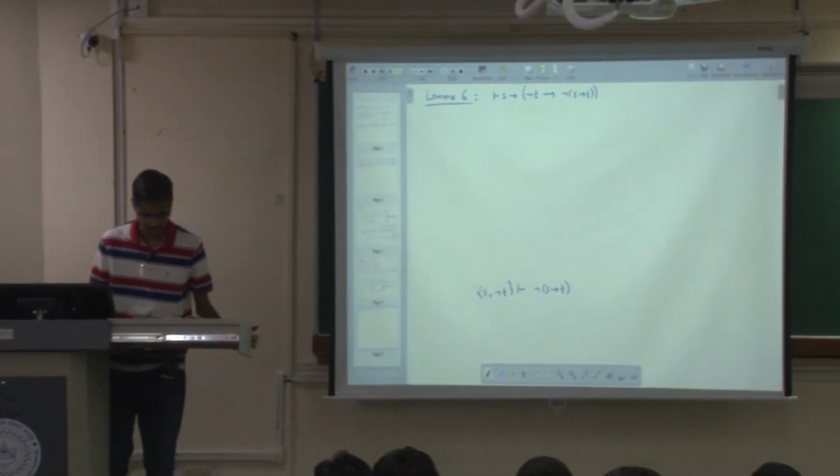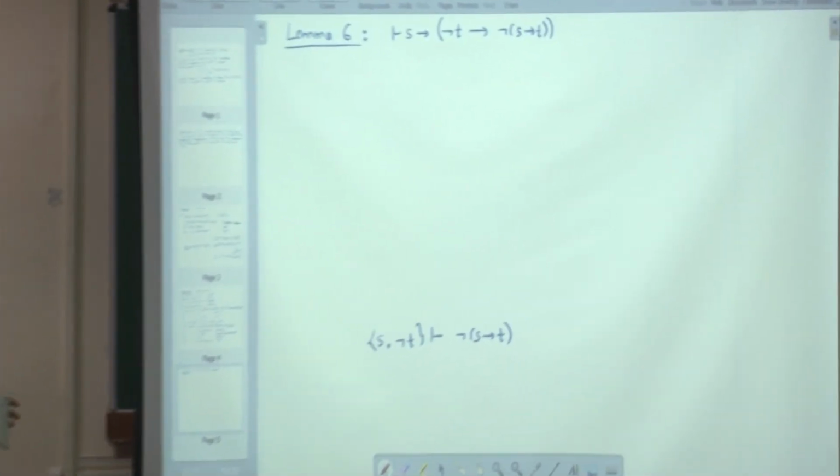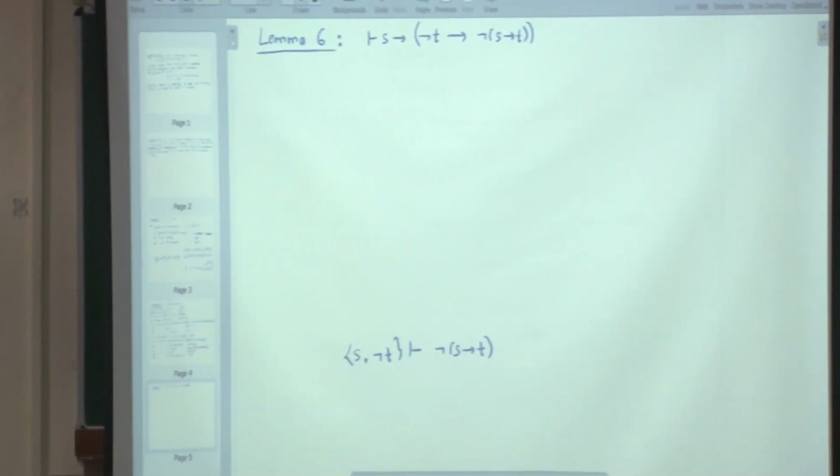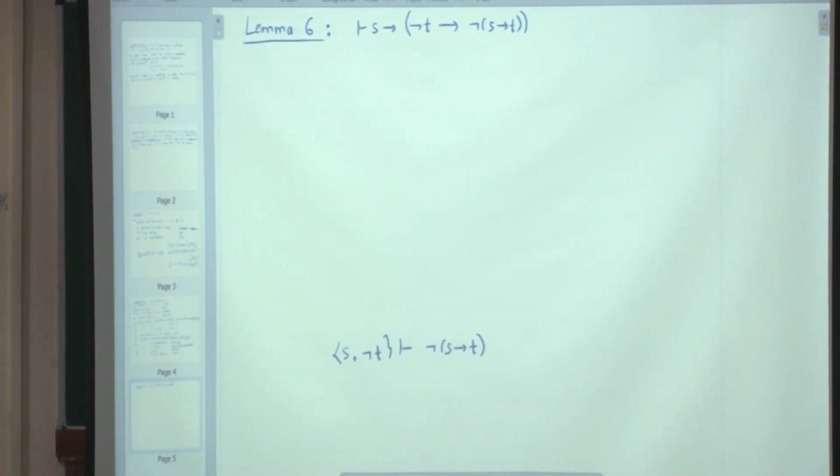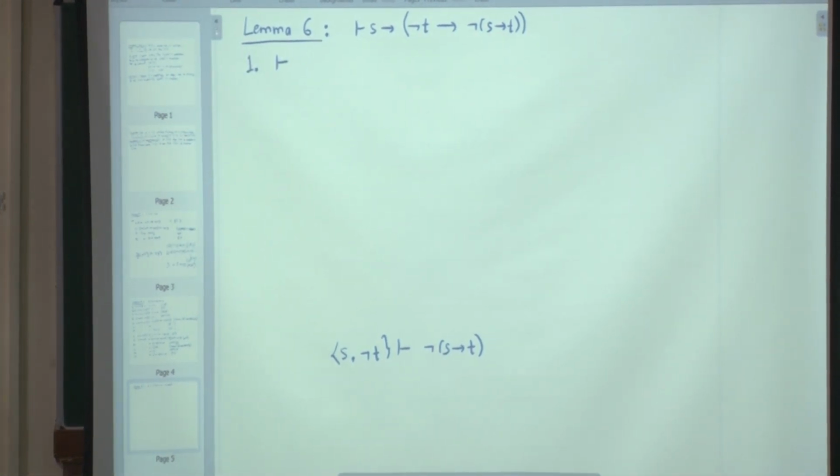What's our ultimate goal here? I mean, as long as we show this, we are done. Yeah, then you just have to use dt twice. Okay, so let us start. So we should use LA3 first. What is LA3? Double negation elimination.